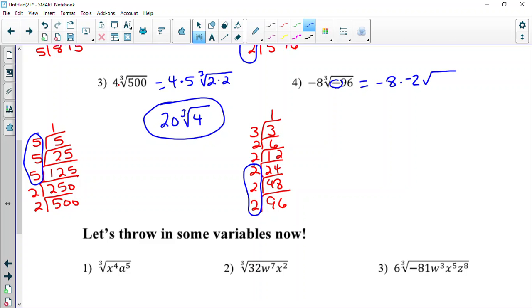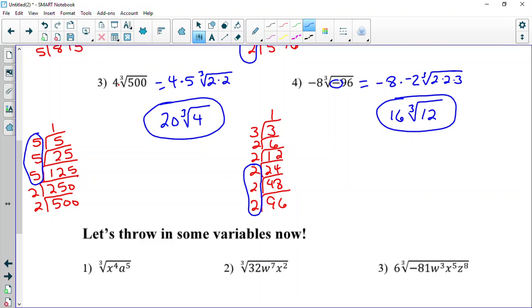Alright, back inside. Don't forget to put your little 3 inside the hook. I've got a 2, a 2, and a 3. 2 times 2 times 3. Alright, now I can go ahead and simplify. Now, we've got negative 8 times negative 2 is, oops, not negative, negative on the outside, is positive 16. And don't forget your 3 in the hook. And then I've got 2 times 2 times 3, which will give me 12.